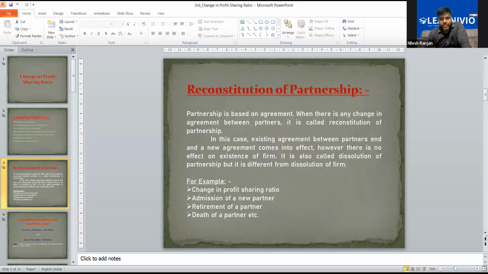Now, this chapter is very important. I will suggest that you should not miss any class of this chapter because change in profit sharing ratio, admission, retirement, and death have some common topics. We will discuss all the topics again and again in all the chapters, but in the beginning, when I explain any new topic, that will be in very much detail with some proper example. So that's why you should not miss any class of this chapter.